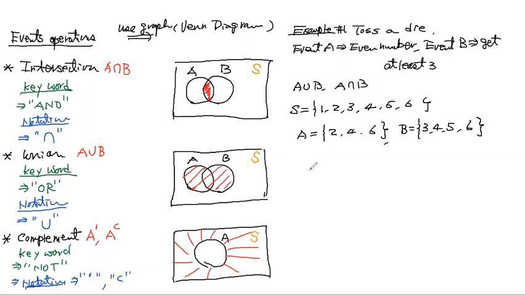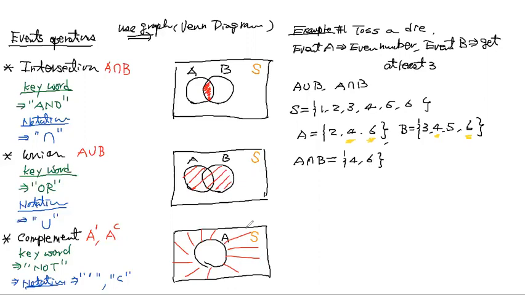Okay, so now let's take a look. A intersect B. That means the common area, right? So the common part. So what is the common part of A and B? Oh, I see, the 4 and the 6, they both have a 4 and the 6, right? So that's what the intersection is, the common part. This is 4 and 6.